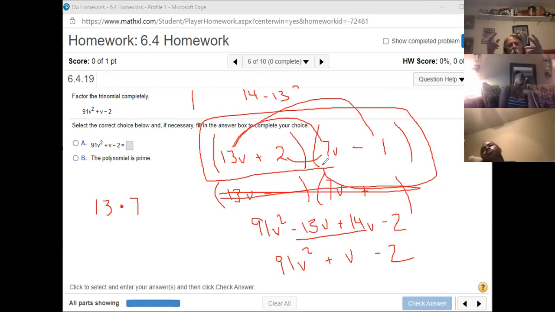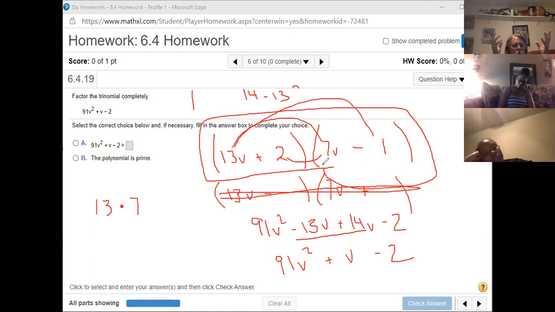Here's my thinking on that. 2, it can't be divisible by 2 because it's not an even number. 3 doesn't divide it because 9 plus 1 is 10, and 10 is not divisible by 3. Can't be 4, it's not an even number. Can't be 5 because it doesn't end in 0 or 5. 6, I can't think of 6 times anything that ends in a 1, so I just blew that one off. But 7 times 3 is 21. So it took about 10 seconds to go 91 divided by 7 to find out that it was 13.